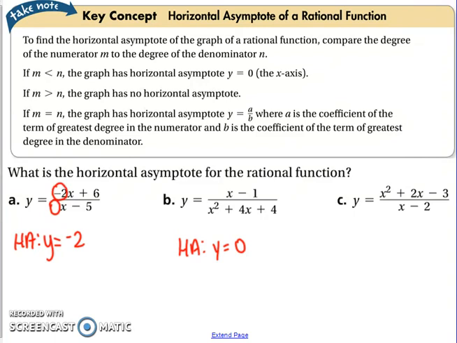And then if the degree on the top, like in C, is greater than the degree in the bottom, then you have no horizontal asymptote. In C, we have x squared, so we have a degree of 2 on the top, and on the bottom we have x to the first, so a degree of 1. Since 2 is greater than 1, this horizontal asymptote is none. It just takes some getting used to. As long as you know those three rules, what you're looking for, this is pretty simple. It's either going to be none, 0, or the ratio of the coefficients.